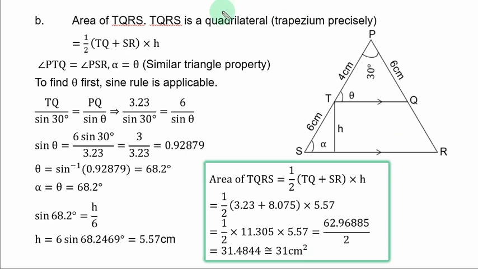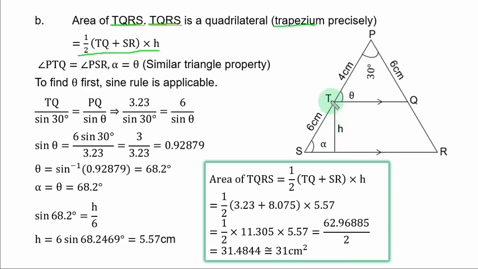B part of question 9 should find the area of TQRS. TQRS is a quadrilateral, precisely a trapezium. You can see that TQ is parallel to SR. So area of a trapezium is 1 over 2 sum of parallel sides, that is TQ plus SR times the height. So we need to produce the height and look for it.